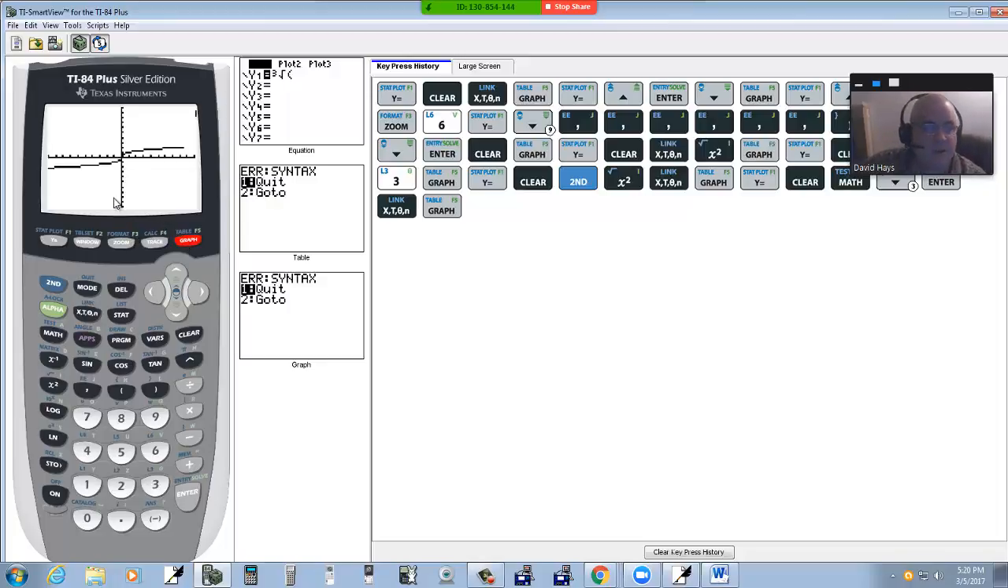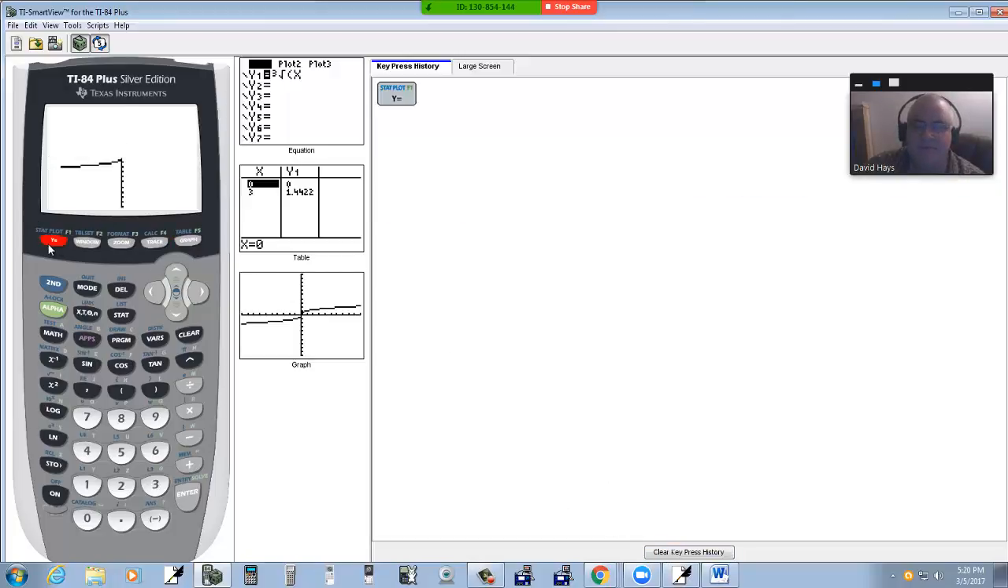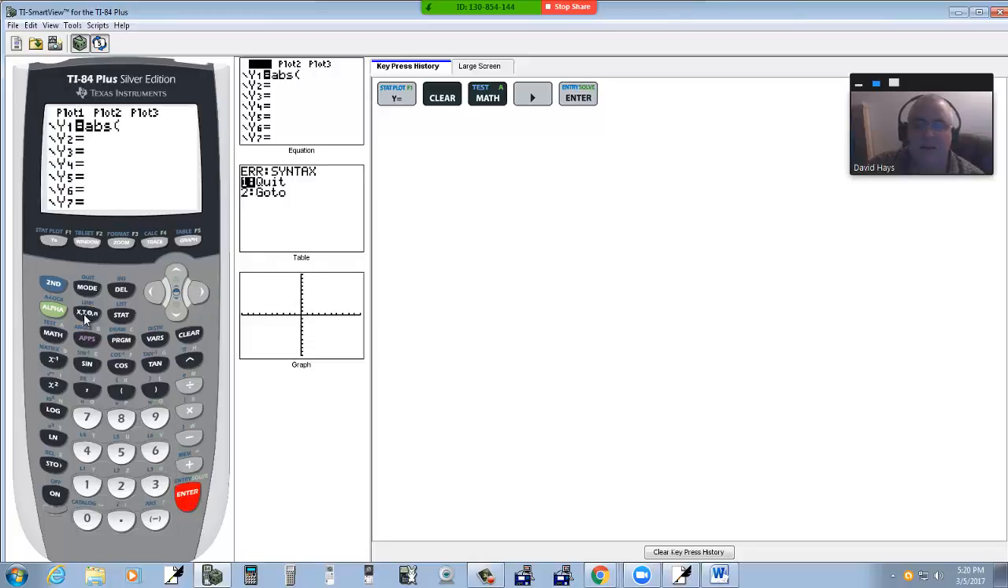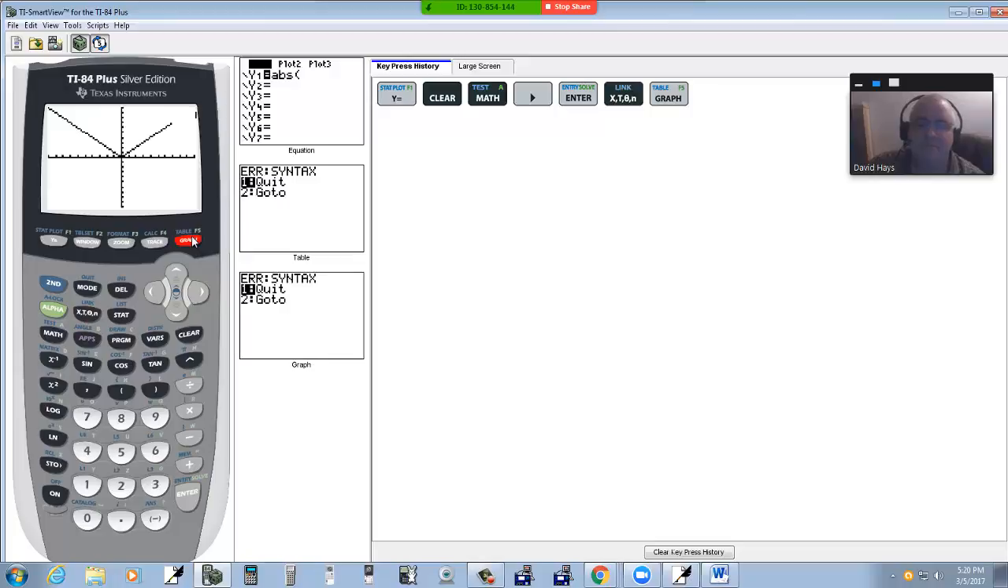Now our last one we looked at was the absolute value. So if I press my Y equals, clear, again it's not on a button, it's not above a button, so it'll be underneath the math button. So press math, right arrow to num, and you see ABS is our first one. So I choose it, choose X, and then graph. And that's our V-shaped graph.